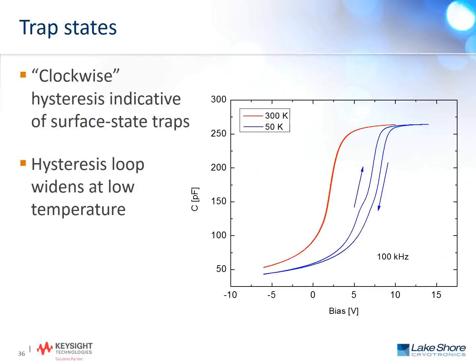Now, as we showed before, the CV characteristic is going to shift to positive bias as we cool down. But additionally, we're going to see a hysteresis loop in our CV result there. And so because of the clockwise hysteresis that we see in the CV measurement, this is really indicative of surface state traps in the MOS structure.